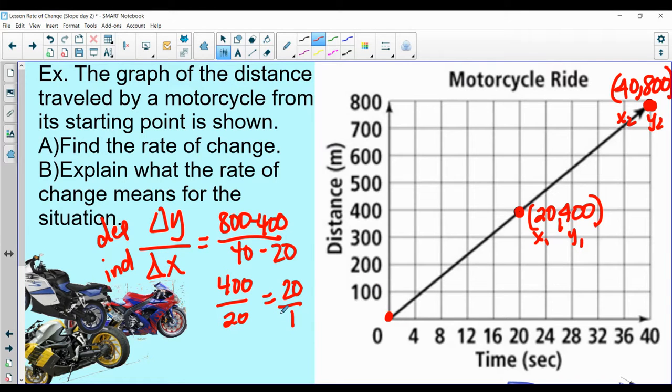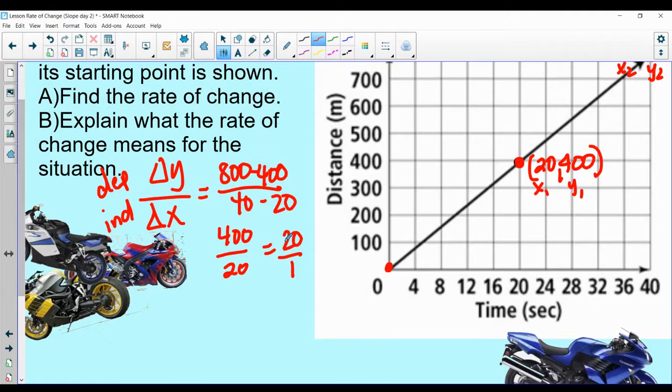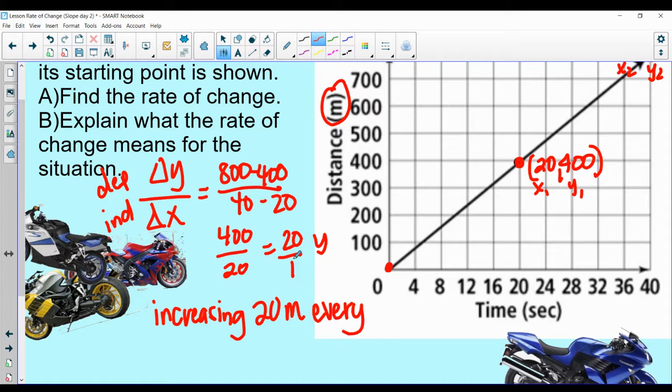And we actually do want to use both the 20 and the 1 in this instance because we want to describe what's happening to the dependent variable on top and the independent variable on bottom. So, since it's positive, it means it is increasing. It's increasing 20. And what unit is the y? Well, the unit here is meters, so it's increasing 20 meters every 1, and I need to use the unit for the x-axis, which is second. Okay, so this motorcycle is increasing 20 meters every second, according to this graph.